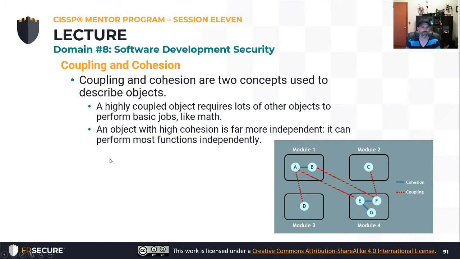Coupling and cohesion. So here's an example of coupling versus cohesion. With cohesion, you can see A is directly talking to B, E is directly talking to F, and E is directly talking to G. With coupling, A is talking to D, but could also be talking to E, and could also be coupled to B, while B is now talking to F and C. So the two concepts: an object that is coupled requires a lot of other objects to perform basic functions like math, right? An object with high cohesion is more independent, so it can do most everything by itself. So that's the big difference, right?